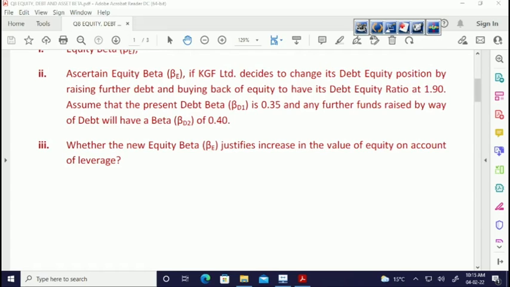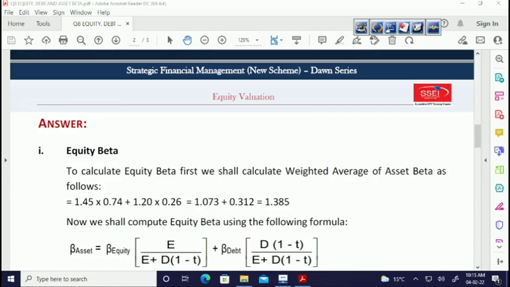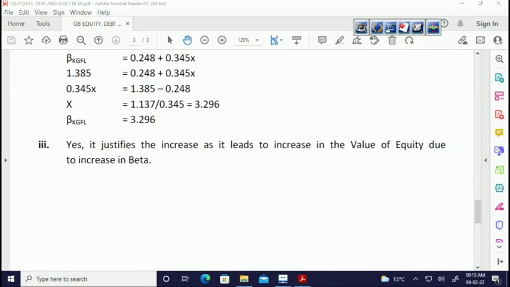So I would have explained this entire phenomenon in the answer, and they would have given me a big zero. Why? Because look at their answer. Okay, convenient answer. Yes, it justifies the increase as it leads to increase in the value of equity due to increase in beta. Kuch bhi.